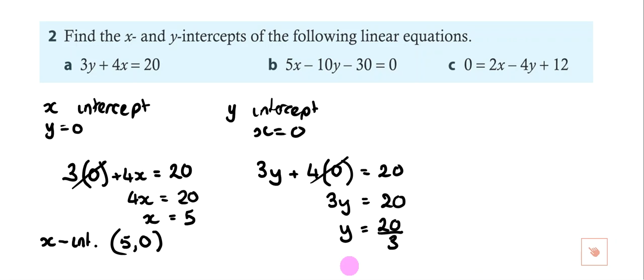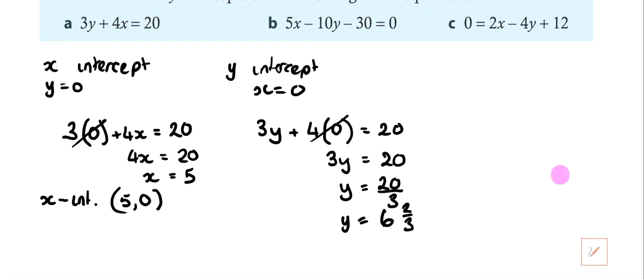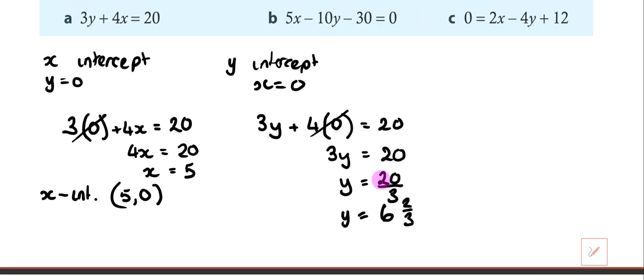Could we write it in a different way? Equivalent fraction. Almost 6 and 2/3. Do you want to know how to do that? How many 3's can I take out of 20? 6. That makes 18. How many left? 2. So the y-axis intercept for this one is (0, 6 and 2/3).